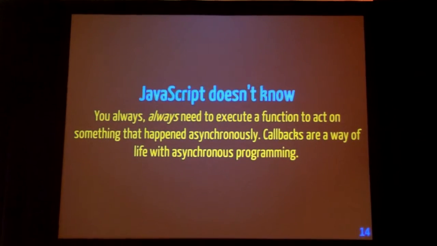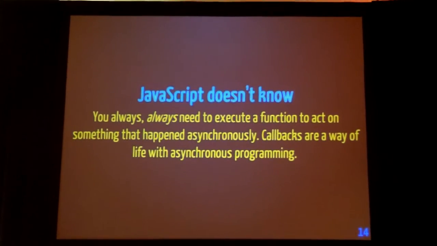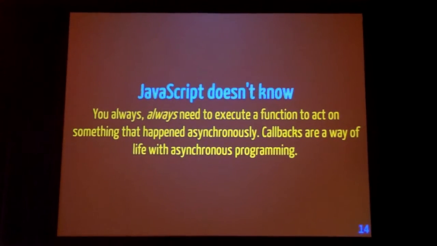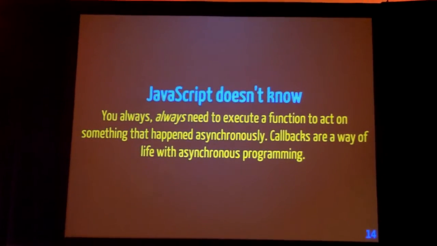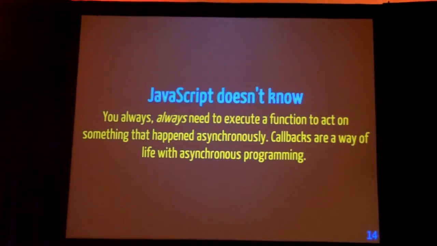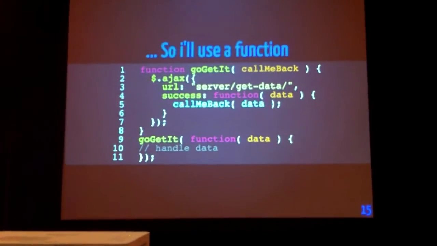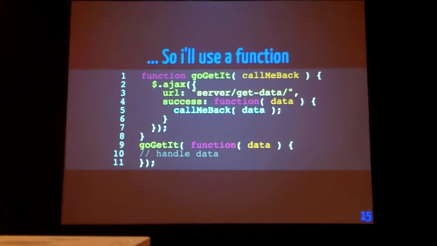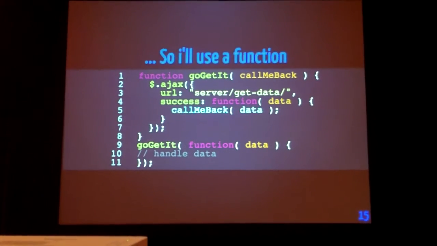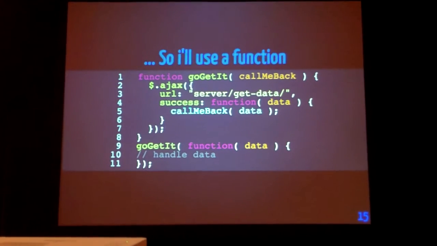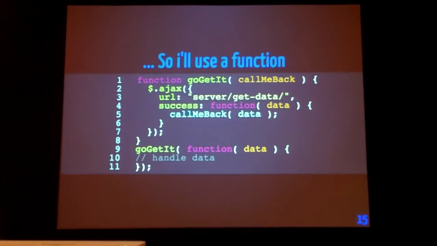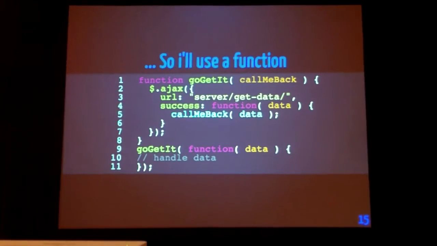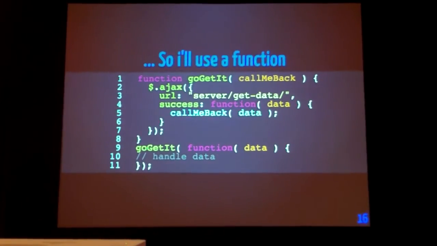So you always need to execute a function when you have something that's going to happen asynchronously. That's the way it is. At least until we have yields and generators that make that a lot easier. But callbacks are going to be a way of life, and so we have this need to be able to manage our callbacks. So we say, well, fine, we'll use a function. We have this go get it function. It's just going to go to the server and get some information, and we'll just pass in a function to operate on that data when it happens. So line 5 calls that function that was passed in, call me back, with the data that came back from the server. And then that's used on line 9 in that anonymous function. And that works great. It totally works.